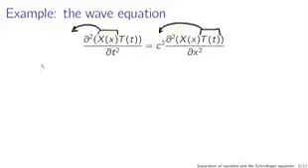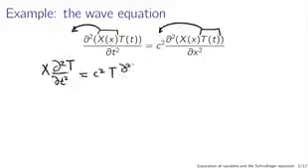And what we've got then is capital X. I'm going to drop the parentheses because you know capital X is a function of lowercase x. So you've got big X times the second partial derivative with respect to time of big T, equals c squared times big T times the second partial derivative of big X with respect to x.